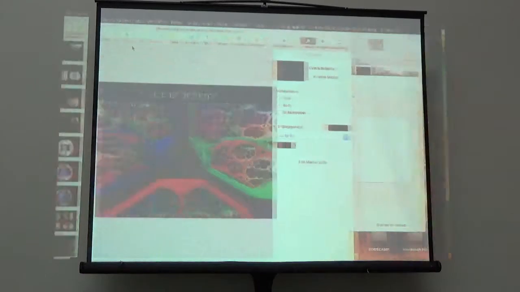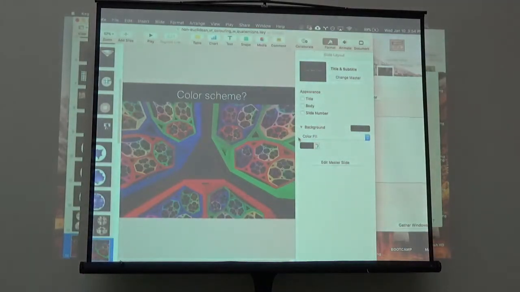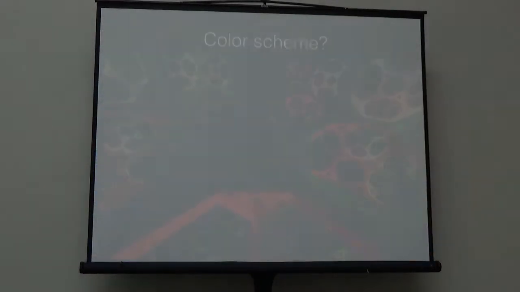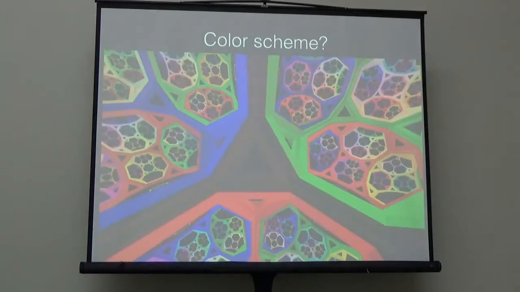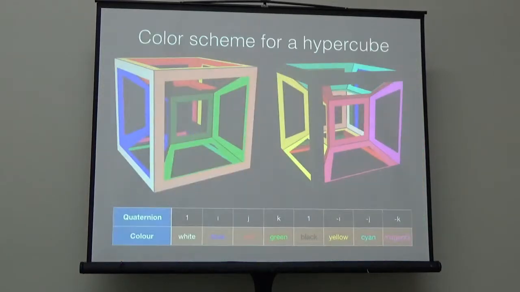Okay, so let me go back to this. So now what about the color scheme? When we first did this, we just had lots of cubes, and they were all the same color, and it was super confusing. And you can't tell what you did, and you can't tell where you moved, because everything looks the same, and it gets very confusing. So we needed to come up with a color scheme, and how did we do that? So this is the color scheme we came up with, and where did this come from?